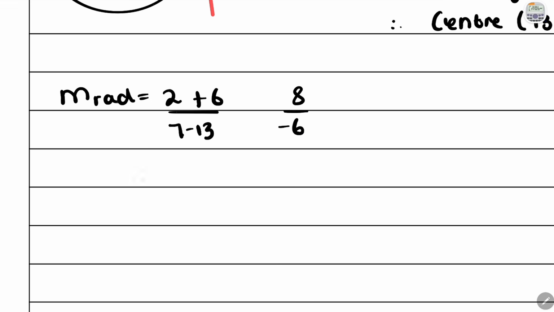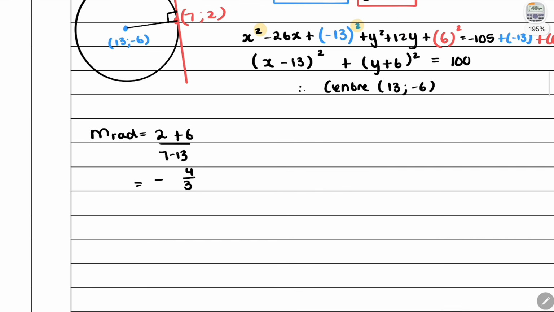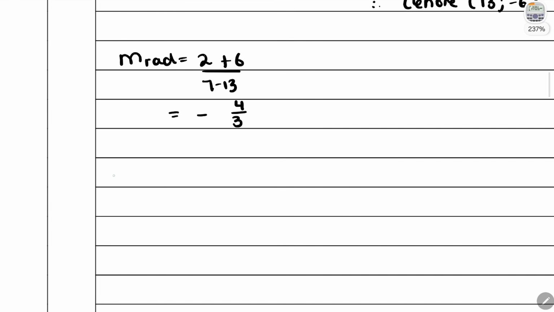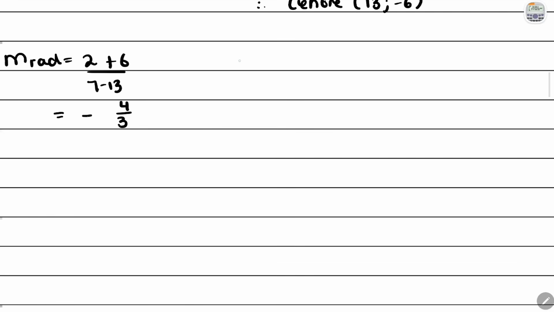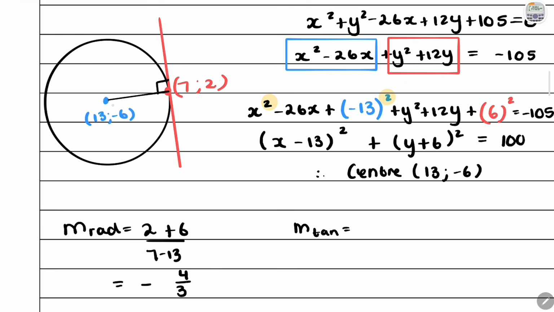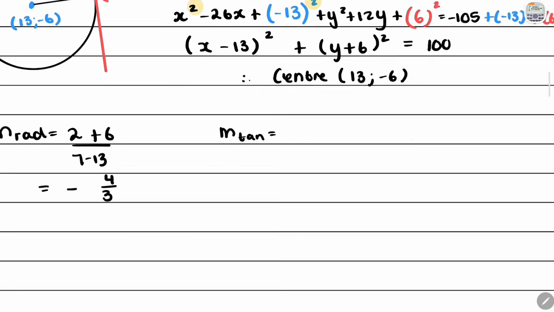So they're both divisible by 2, meaning that just becomes negative 4 over 3. That's the gradient of the radius. Okay, so now that we know the gradient of the radius, we can finally find the gradient of the tangent. So the gradient of the tangent is equal to, you're going to switch the numerator and denominator because we're saying that they are perpendicular. The radius is perpendicular to the tangent at the point of contact.